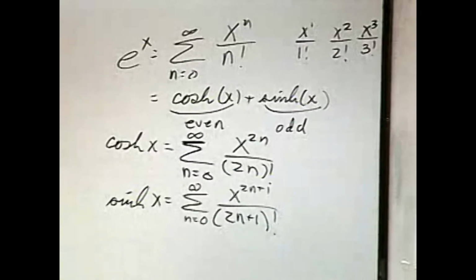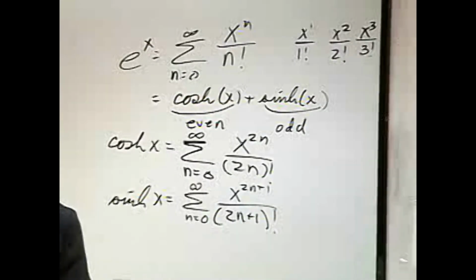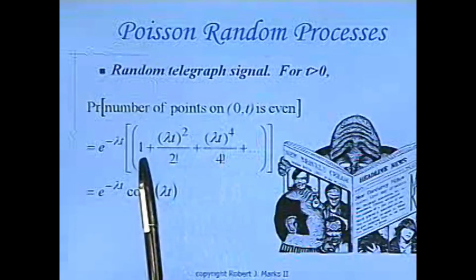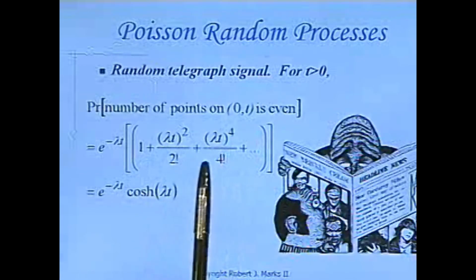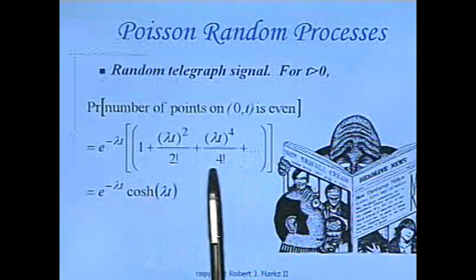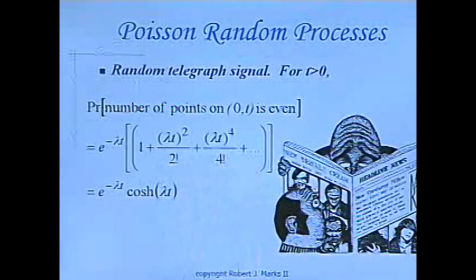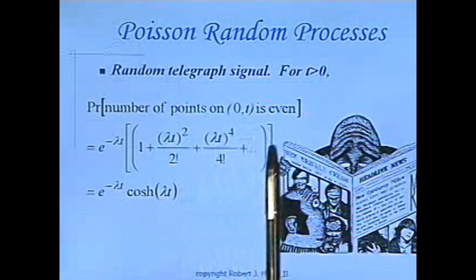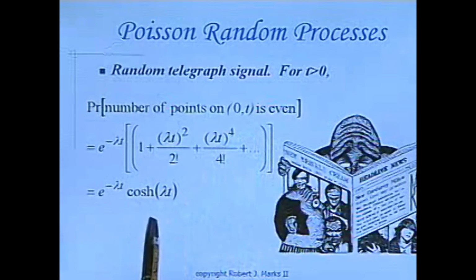So that's a reason that when we look at this expression, if we can go back to the screen now, we have 1 plus the even term, plus the next even term corresponding to 4, etc. So these are all of the even terms for the Taylor series expansion of e to the lambda t. So we recognize then that all of the even terms correspond to the even portion of e to the lambda t, which of course is the hyperbolic cosine. So the probability that the number of points on 0 to t is even is equal to e to the minus lambda t times the hyperbolic cosine, as we have here.